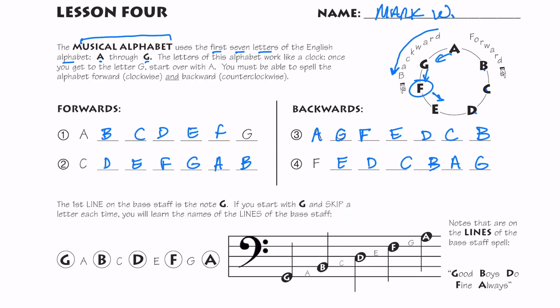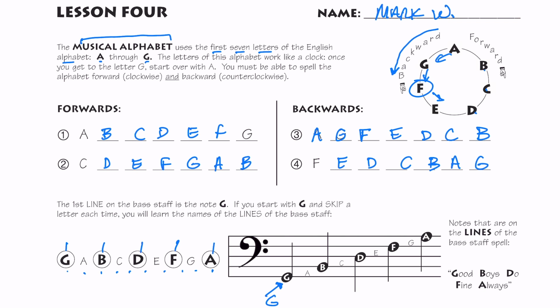Now on the staff, we use that musical alphabet to name the notes. We talked about the lines of the staff, there being 5 lines. On the bass clef, kind of arbitrary, but our first note on the bass clef is a G. Now, if you notice, here's the musical alphabet. G, A, B, C, D, E, F, G, A. When we're saying the lines, it's every other note. So G, B, D, F, A.